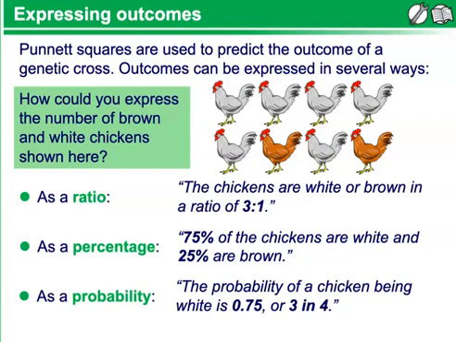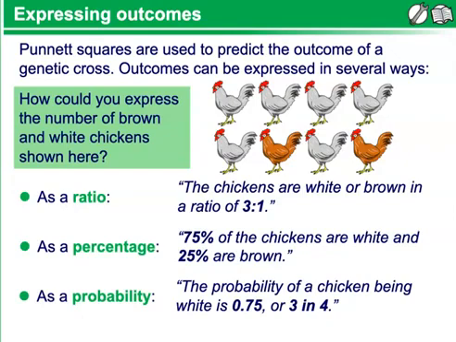Percentage. There are 8 chickens in total. The percentage of white chickens is calculated by dividing the number of white chickens by the total number of chickens and then multiplying by 100. So 6 divided by 8 times 100 equals 75. 75% of the total number of chickens are white.